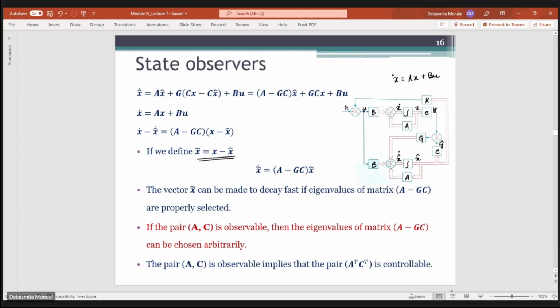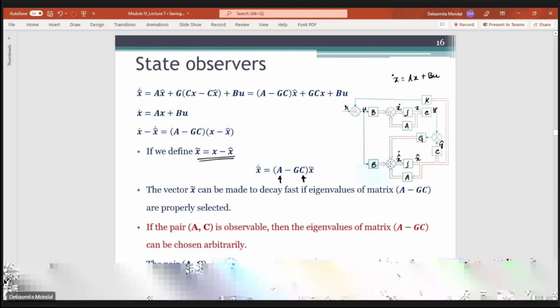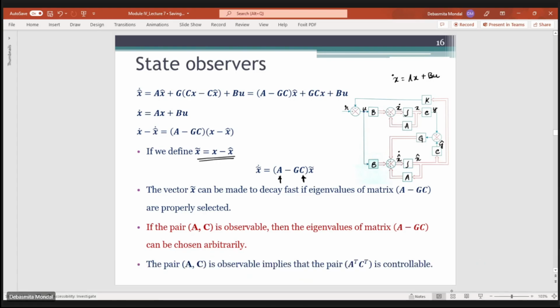In order to design this state observer, first of all we have the matrix A and the matrix C. The main criterion that needs to be satisfied is that the matrix pair A and C should be completely observable. If the pair A and C is completely observable, then the eigenvalues of A minus GC can be chosen arbitrarily according to my requirement. It can be chosen in such a way that x tilde goes down to 0 very fast.